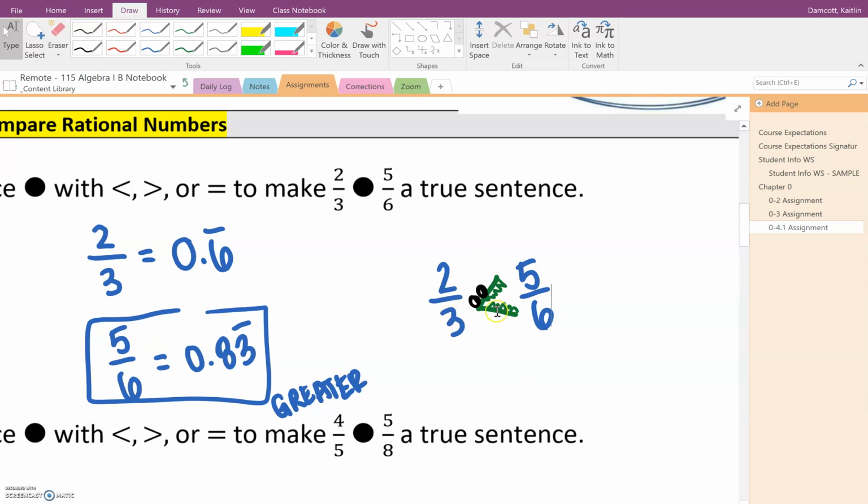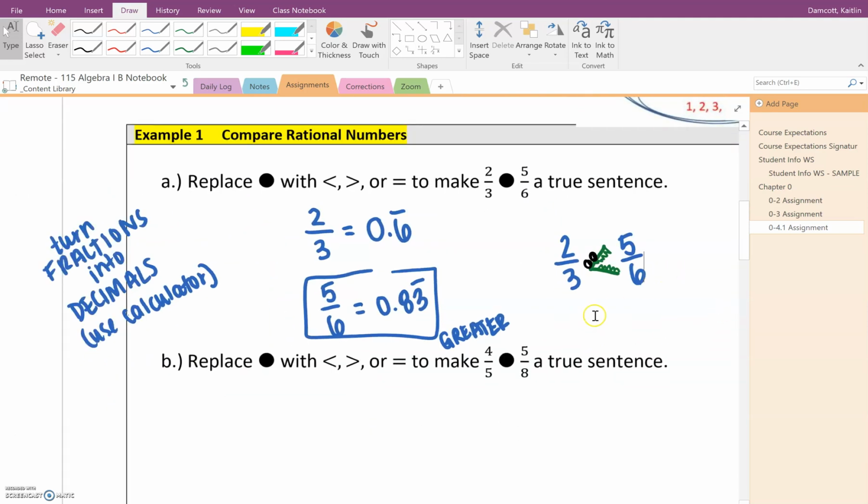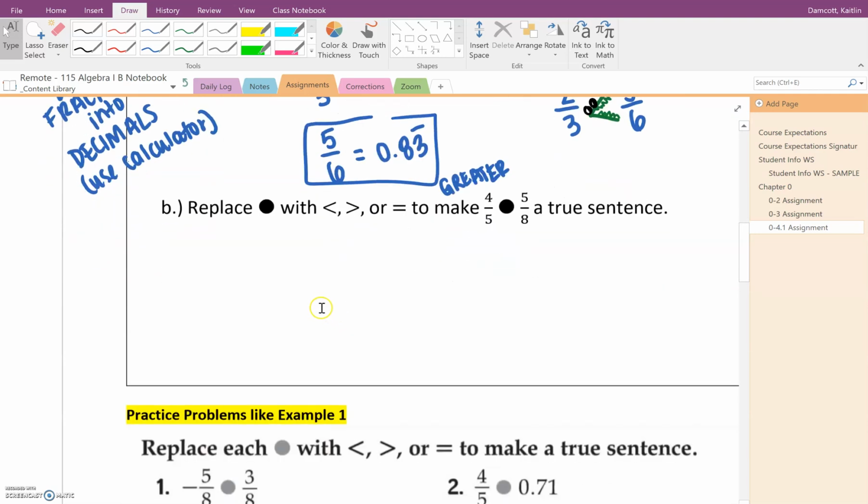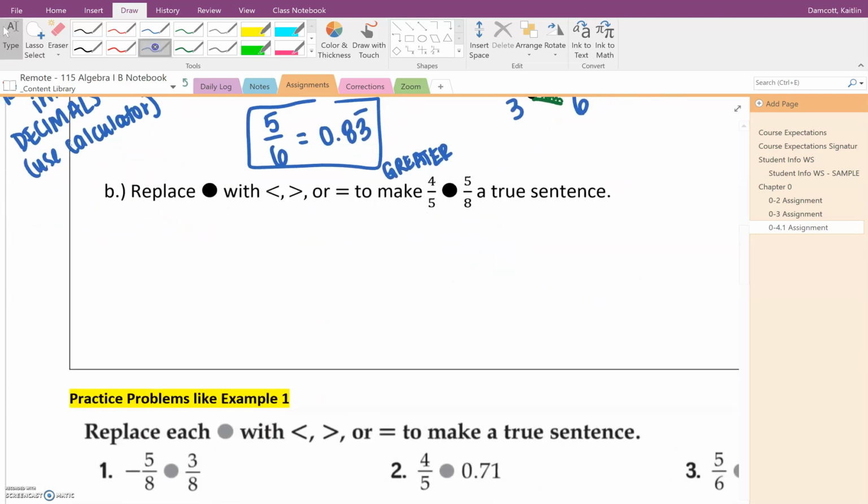We always want the mouth, the big open side, facing the bigger number. So that's that first one. So again, all we did for this, we looked at each fraction, we turned them into a decimal using our calculator, and then compared place values. So looking at the next one, we've got the fractions 4/5 and we have the fraction 5/8.